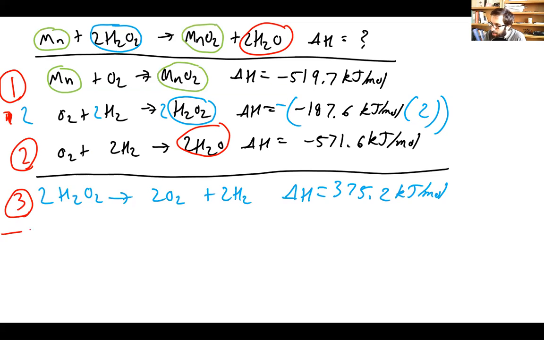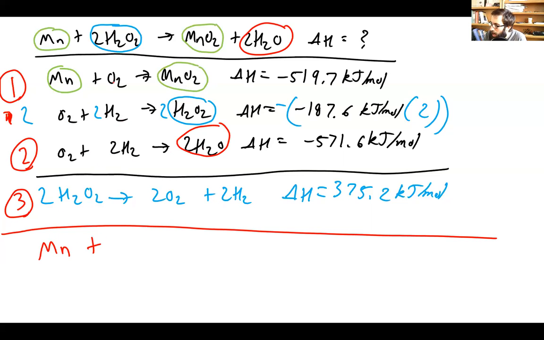So if we add all these equations together, 1, 2, and 3, what's going to happen? Well, I had manganese, and can manganese cancel with anything? No. Of these 1, 2, and 3, there's no manganese on the right. So I'm going to be left with manganese. I have 1 oxygen on the left. I have another oxygen on the left. That's 2 oxygens total. And I have 2 oxygens on the right. Those are going to cancel out and go away.